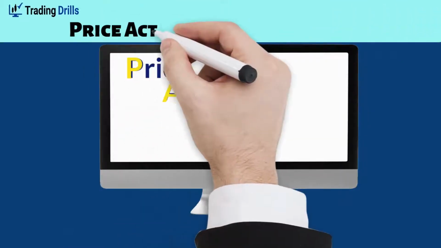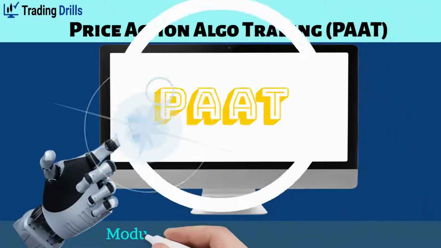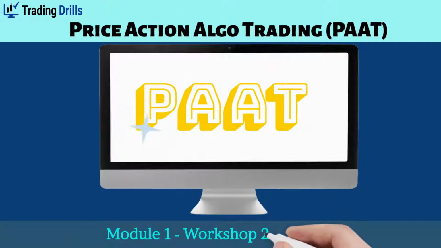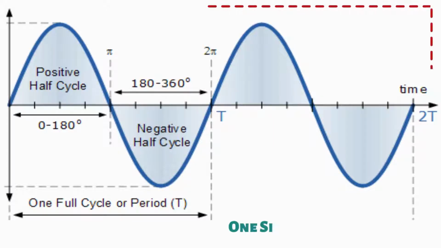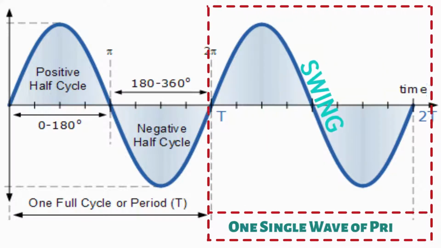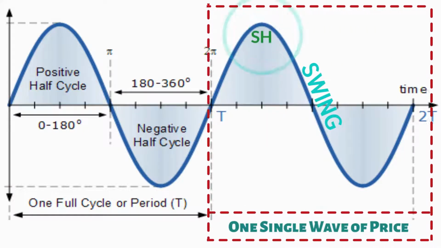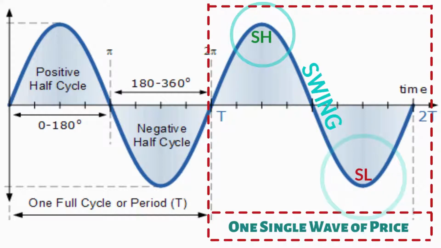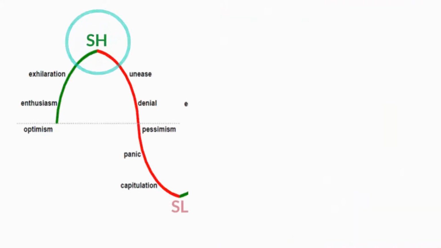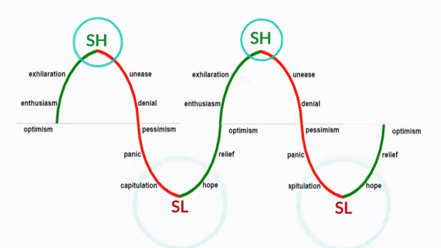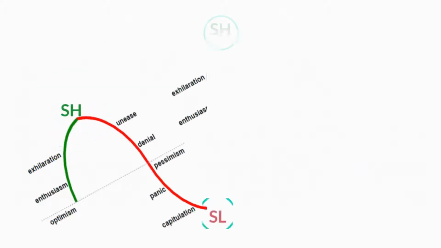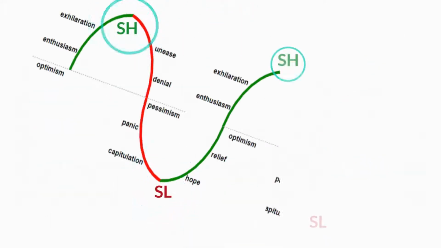Hello all traders. In this lesson of Module 1, Workshop 2, we will discuss the concept and definition of range in details. As mentioned earlier, each single swing price is made of one swing high and one swing low turning point. The price moves in a wave-shape pattern constantly between these opposite swing high and swing low turning points, which creates various market structures and patterns.